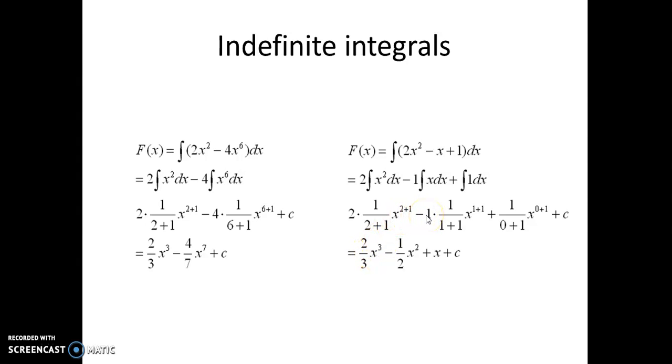Then I've got x raised to the power of 1. So therefore, it is 1 plus 1, x squared. So therefore, it is 1 over 2 times minus 1. It's just minus a half x squared. And then this was just your constant k. And in this case, the constant is 1. So remember that is simply going to be 1x. And then lastly, you add your constant of integration.